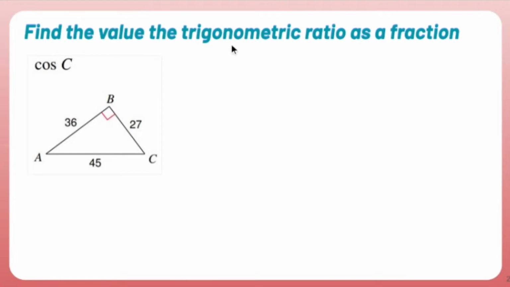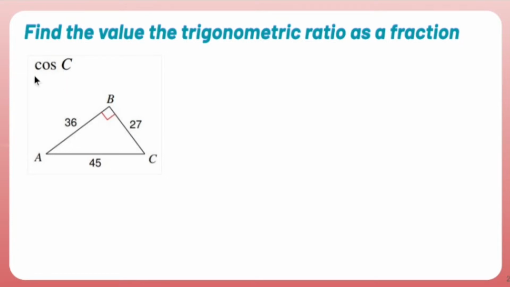Find the value of the trigonometric ratio as a fraction. So we're given a right triangle. All three sides are there. No information about the angles except that's 90. And we're being asked to find cosine of C. Not cos, cosine of C.